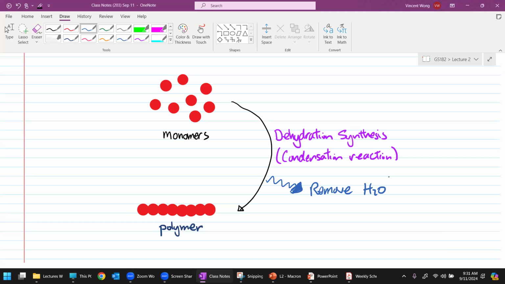What if I need to connect 8 of them together? Then how many water molecules do we need to remove? 7, right? It's always 1 less, right? Does everybody understand this? Yeah? Okay, let's draw it out. 1, 2, 3, 4, 5, 6, 7, 8, right? So how many bonds we have? 1, 2, 3, 4, 5, 6, 7. Okay. Each bond requires 1 water to come out.